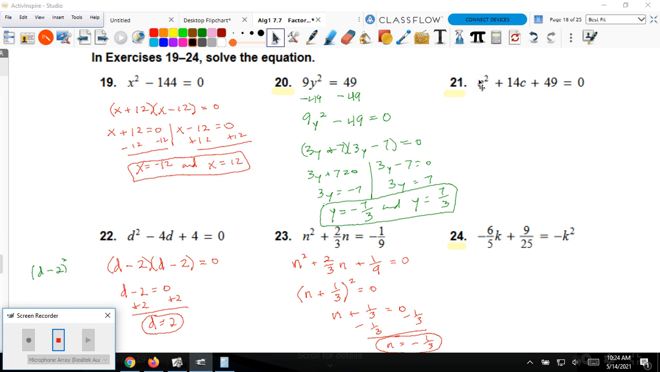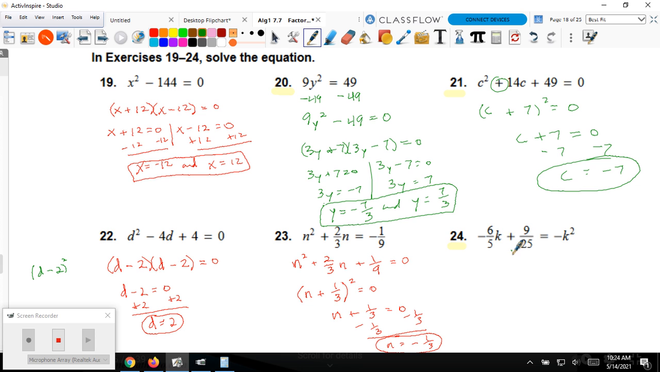Number 21, we're going to get one binomial squared because it's going to put c up front. 7 times 7 is 49, 7 plus 7. So it's a 7, and it's got to use this positive sign there. And it's equal to 0, so it's just c plus 7 is equal to 0 for the zero product property. Subtract 7, so our answer is just going to be c is equal to negative 7.